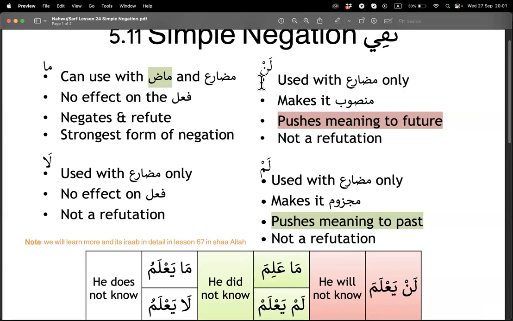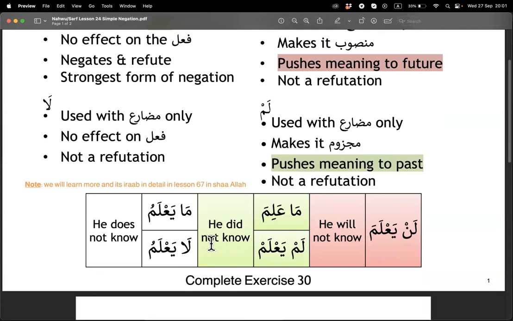So will not. Okay. And then lam, is it nasibah or jazimah? This one, I believe it makes it sukun and jazm. Yes, jazm, correct. It makes it jazm. So this is harf jazimah. Even though it's used with a mudhari, it becomes past tense because we translate it as did not know. So basically, negation can be present tense, future tense, or past tense, all depending on the harf and the fi'il that we use.